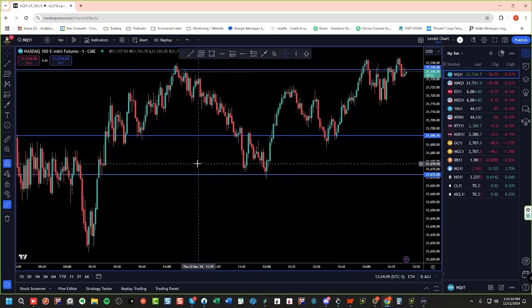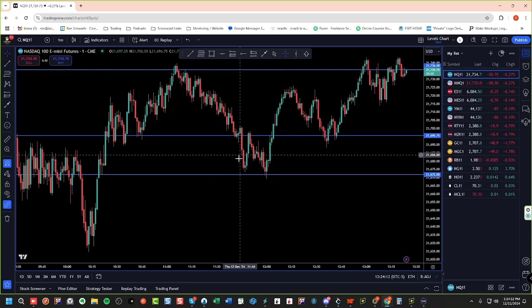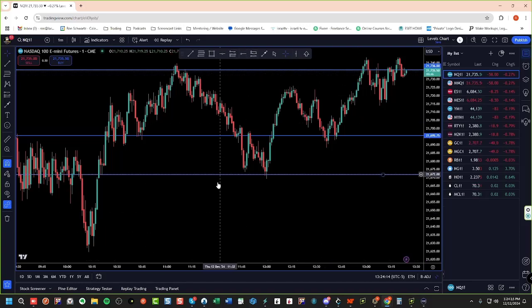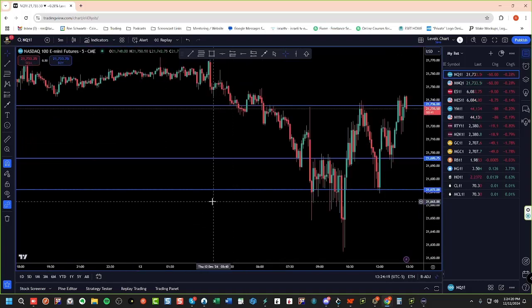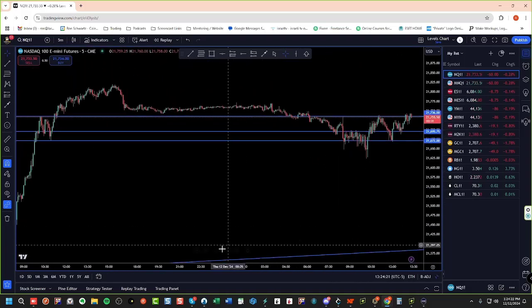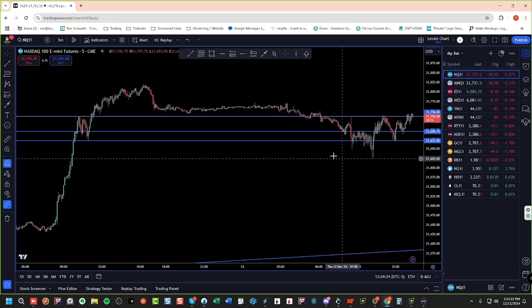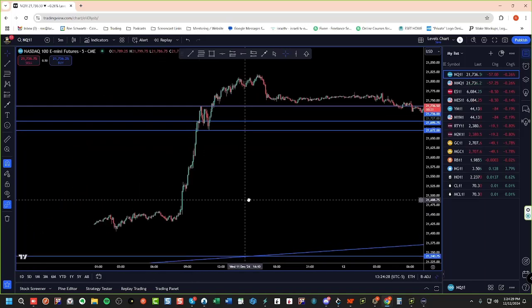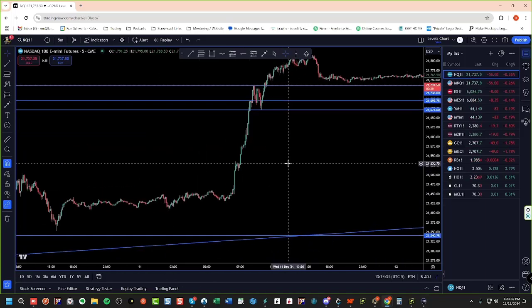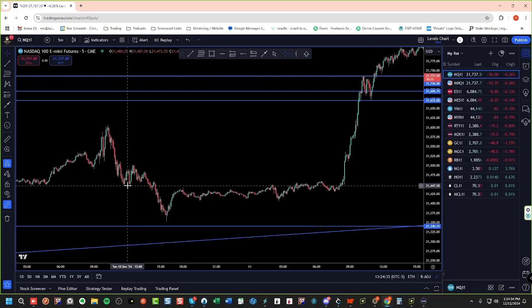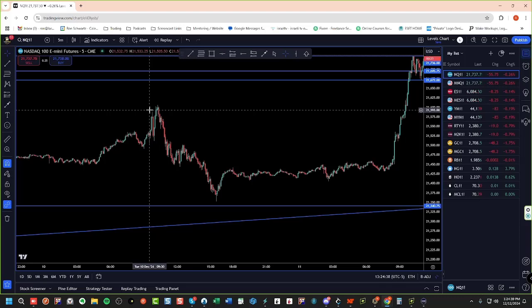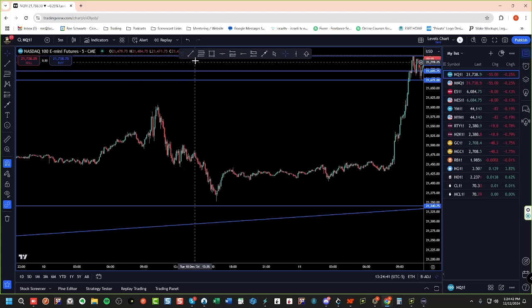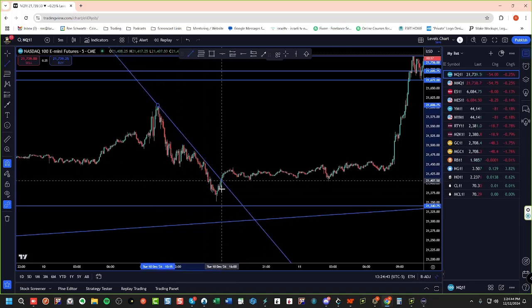All right, let's do this. So let's work on the 5 minute. I guess what I'm saying is that diagonal line is we're usually looking at that as a support to go long, but sometimes you can get some decent shorts off it too.